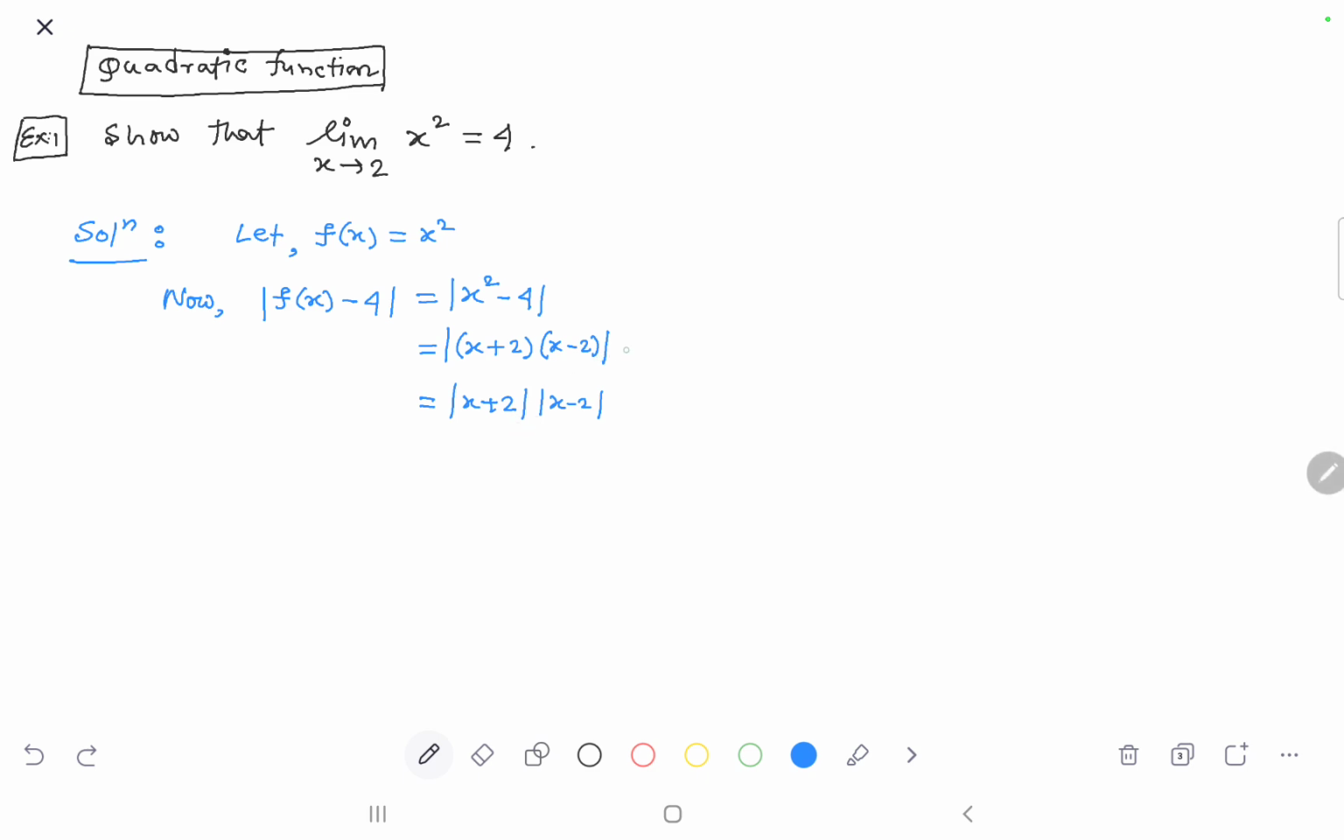Do you agree from this step to this step? Yeah, that's fine. Right. The problem part is this. We have to somehow remove this, or you can say we will replace this by a constant near point 2 because we are interested at the point 2.